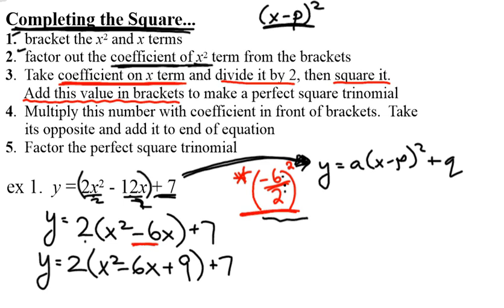Now, why did we do that? Well, if you look in the brackets now we have a perfect square. X squared minus 6x plus 9. If you do your magic number step correct, what are 2 numbers that multiply to 9 but add to negative 6? Negative 3, negative 3. We have our perfect square.